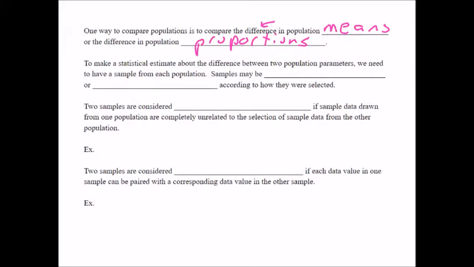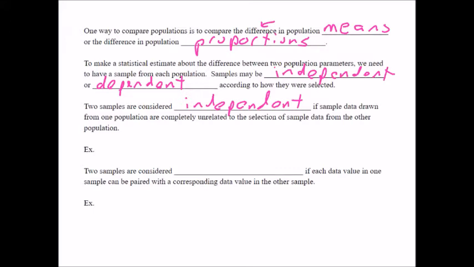To make a statistical estimate about the difference between two population parameters, we need to have a sample from each population. Samples may be independent or dependent according to how they were selected. Two samples are considered independent if sample data drawn from one population are completely unrelated to the selection of sample data from the other population.